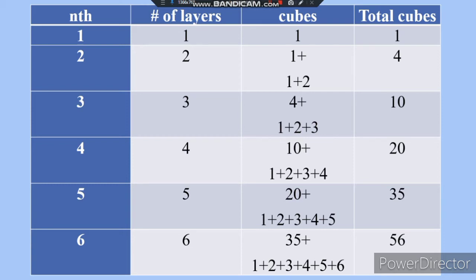Sa third sequence, since meron siyang 3 layers, magkakaroon ng 1 plus 2 plus 3. Then, i-add lang natin ulit yung total number ng second sequence na 4, kaya magiging 10. So, same process lang siya hanggang sa sixth sequence. So, dahil pang 6 siya, magkakaroon ng 1 plus 2 plus 3 plus 4 plus 5 plus 6. Then, i-add lang natin yung total number ng fifth sequence na 35, kaya makakabuo tayo ng 56 cubes.